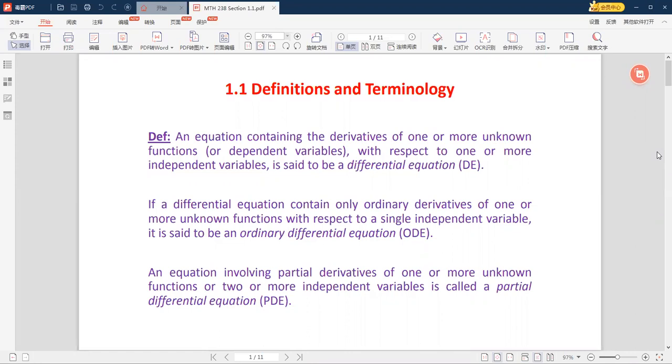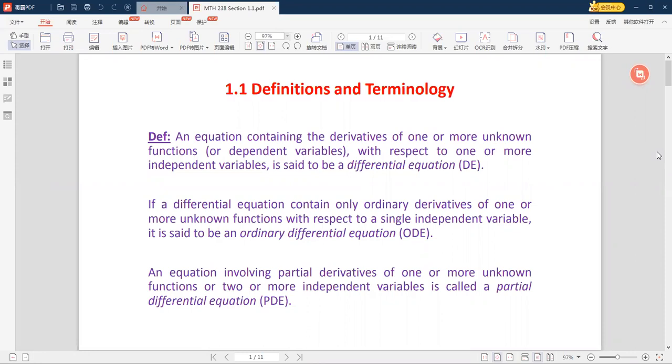I don't know if you took Cal 3 or not. In Cal 3, partial derivatives are discussed or covered. If you have not taken Cal 3, what is that? You did? You took Cal 3? Then you know what it means by partial derivatives.